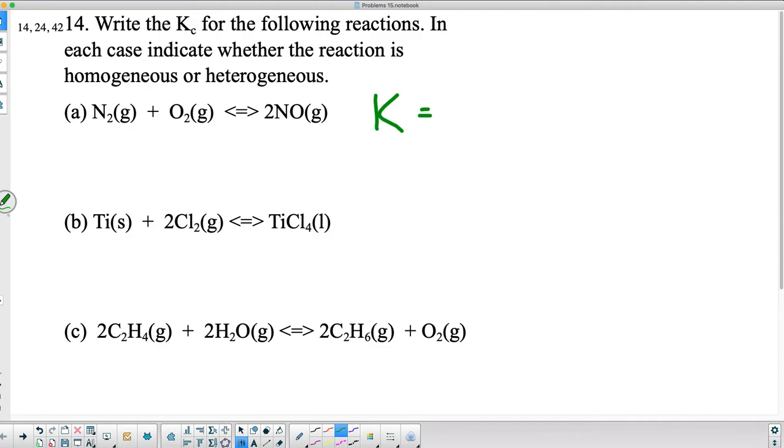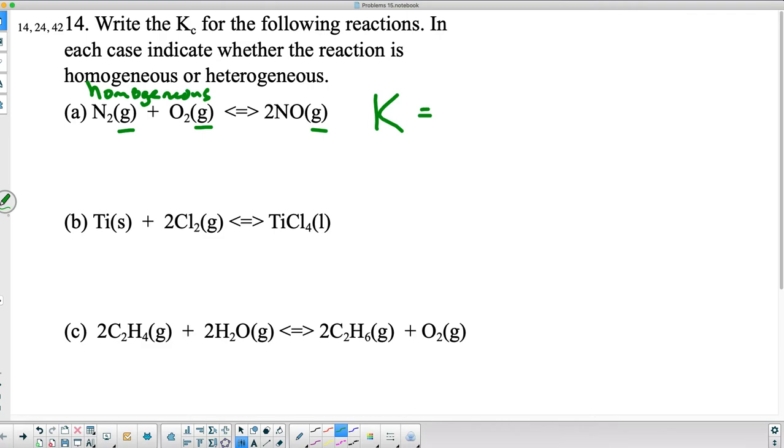So for the following reactions, in each case, indicate whether the reaction is homogeneous or heterogeneous. First of all, to see if it's homogeneous, we're looking for all gases or all aqueous, and this one is all gases, so this one here is homogeneous. Which means all parts show up in the K expression.